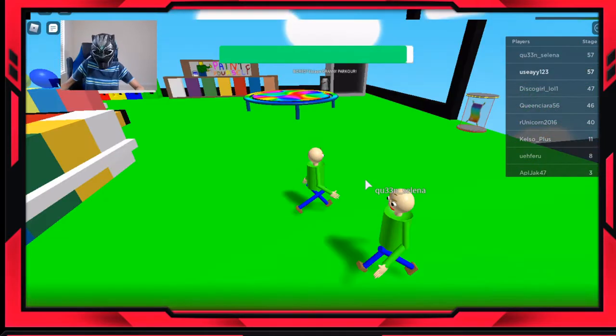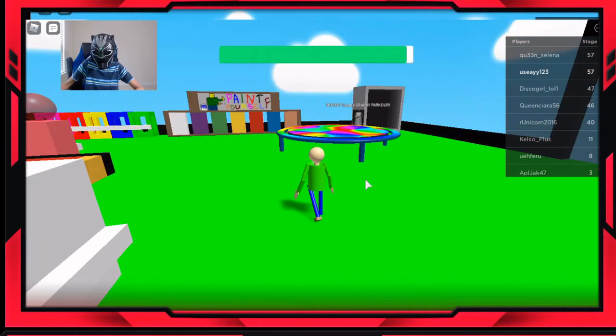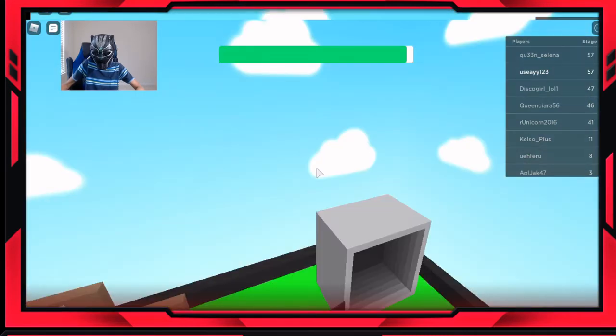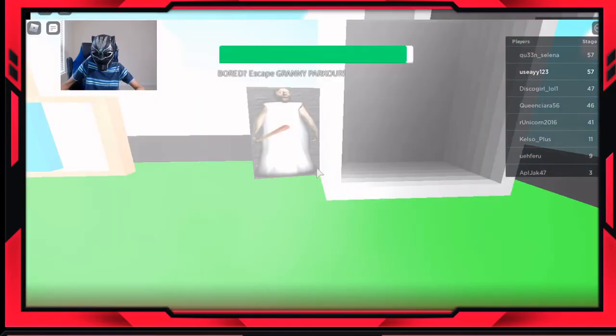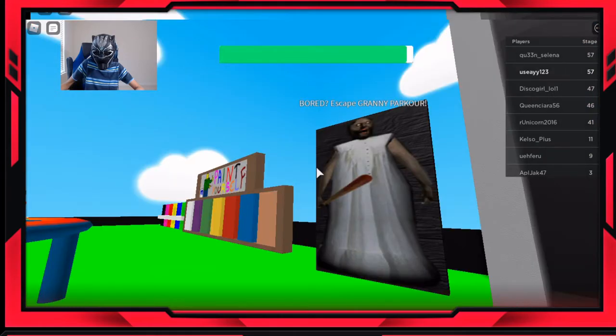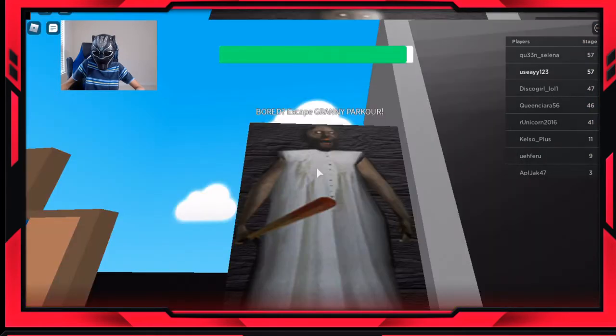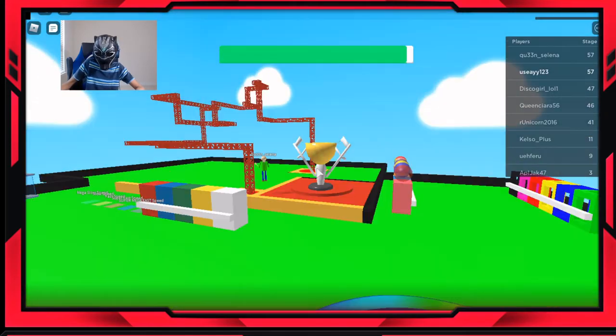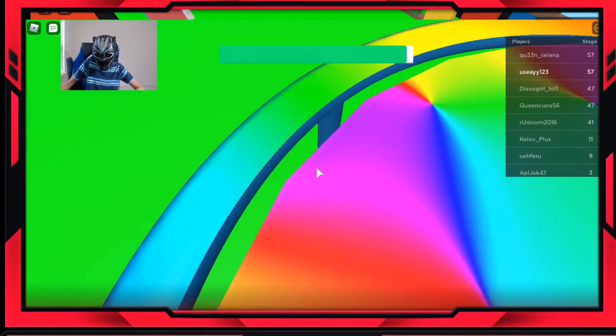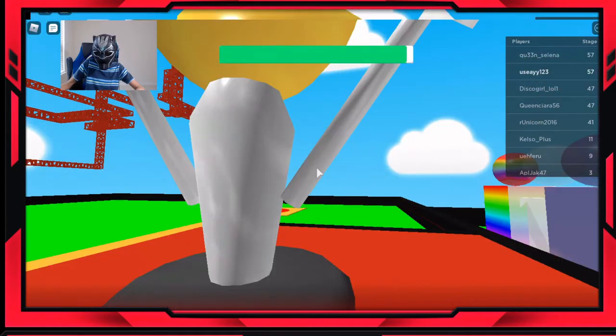Okay, guys, where's the badge? Isn't there a badge in here somewhere? There is, guys, whoa! There, Escape Granny Parkour. Guys, comment down below, do you want to play the Escape Granny Parkour? You had to get in a teleporter, well, I'm not going to do it right now. Here's a trampoline, rainbow trampoline, and here's a trophy!